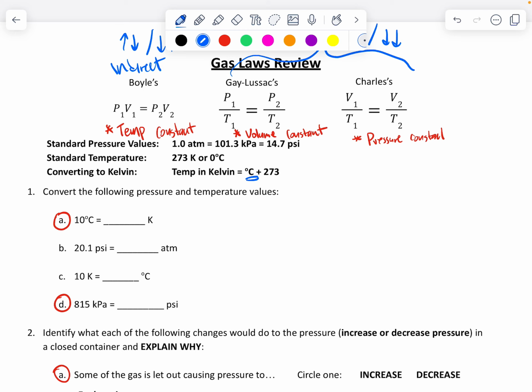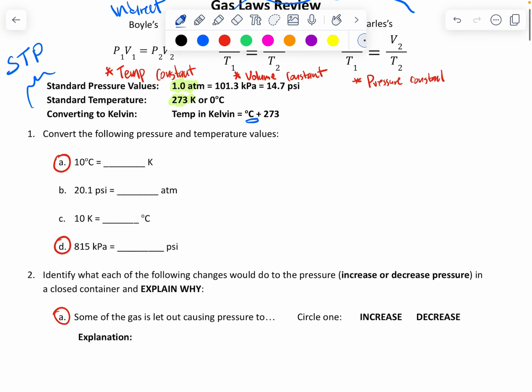All right? So if you were to combine these together, that's when you have the STP condition, right? Which is short for standard temperature and pressure, which is 273 Kelvin and 1 atmosphere. Okay, so that's the standard temperature and pressure. All right, so let's get started.